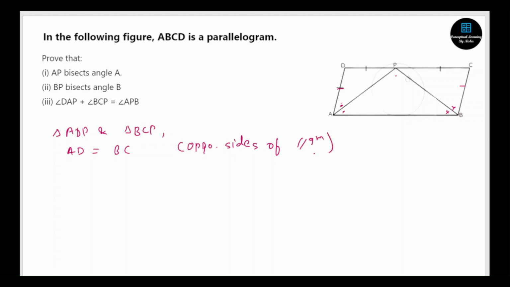Parallelogram. Now, what can I say? See here, this is given to us. DP is equal to PC. That is also given. This is given. And now, see, these two are the same. Means what? This angle and this angle are equal. Same way, what can I say? This angle and this angle are also equal. Correct?